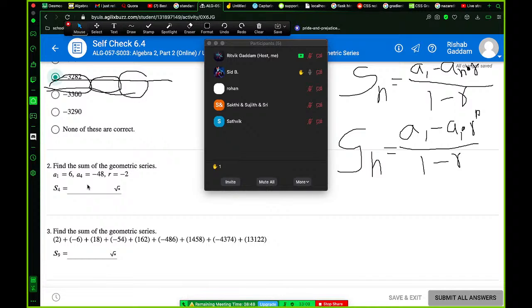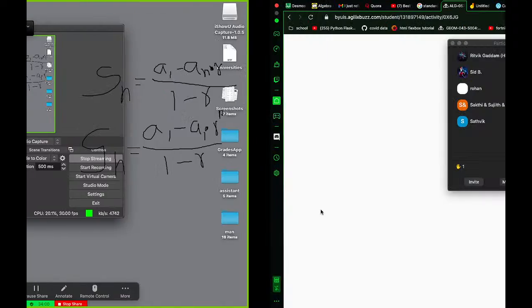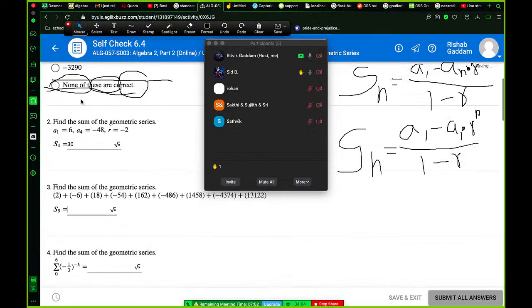Okay. So A1 is 6, so 6 minus negative 48 times negative 2. Negative 48 times negative 2 is 96. So we have to do 6 minus 96, and that'd give you negative 90 over 3, and that'd give you a final answer of 30. You're muted. That'll be a final answer of 30. Okay, good job.